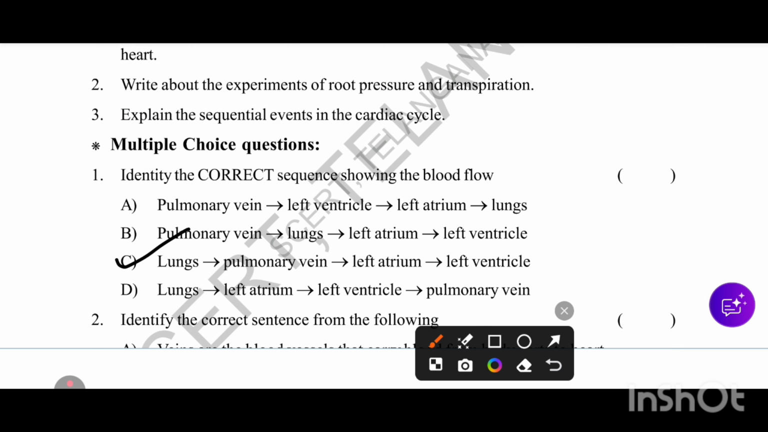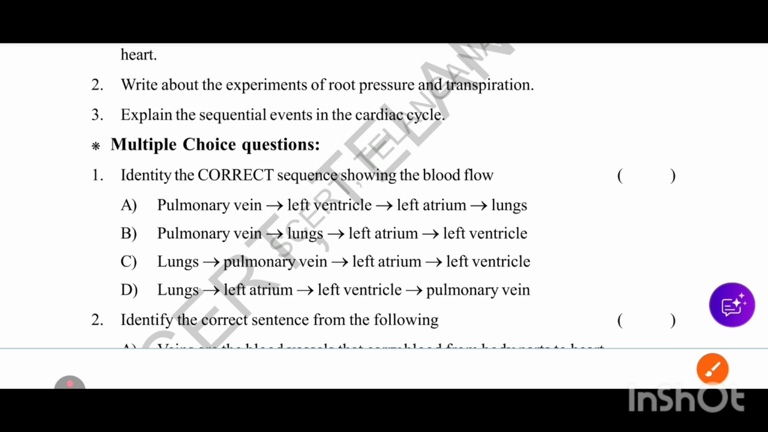Lungs, pulmonary vein, left atrium, left ventricle. On the left side, we are having oxygenated blood. From the lungs, the pulmonary vein will carry oxygenated blood to the left atrium. From there, it is going to enter into the left ventricle. I hope you understood this answer.